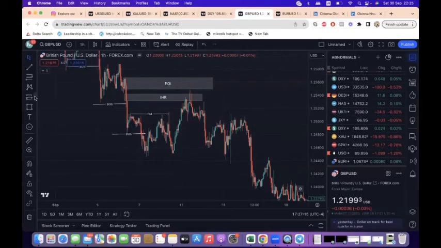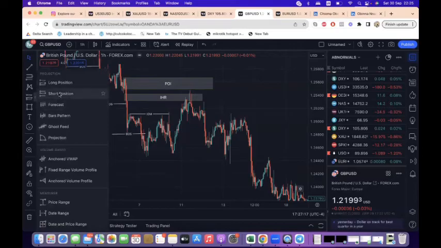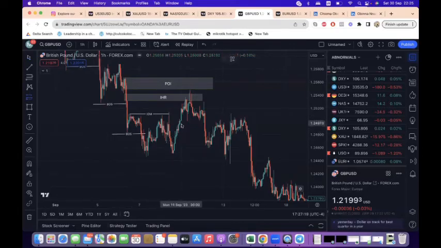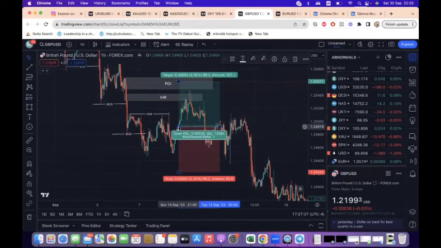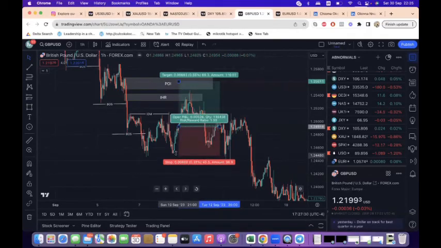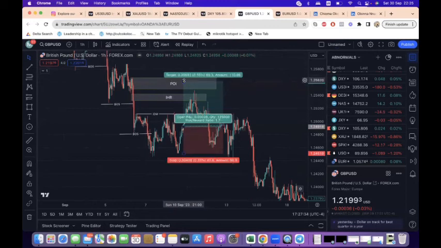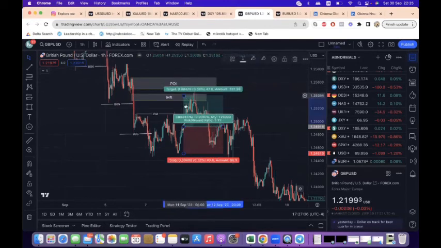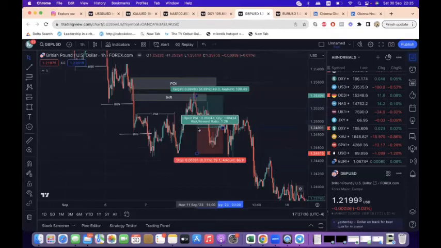This is what you would have been targeting probably as a retail, as a smart money concept trader. This would be your stop loss. Now, you'll be targeting around here. All right.